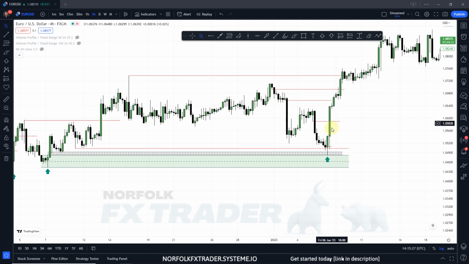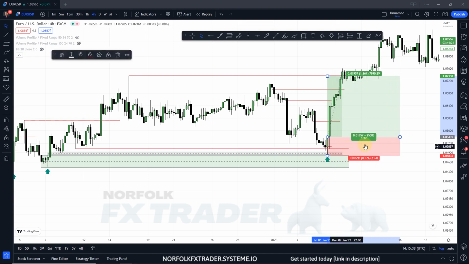So here, we have a nice move. We can actually look for an entry off this candlestick if we wish. Stop at the low, and you'll target the previous high. Now, we have just over 3-to-1 risk to reward using this type of technical analysis for your entry, your stop loss, and your target.